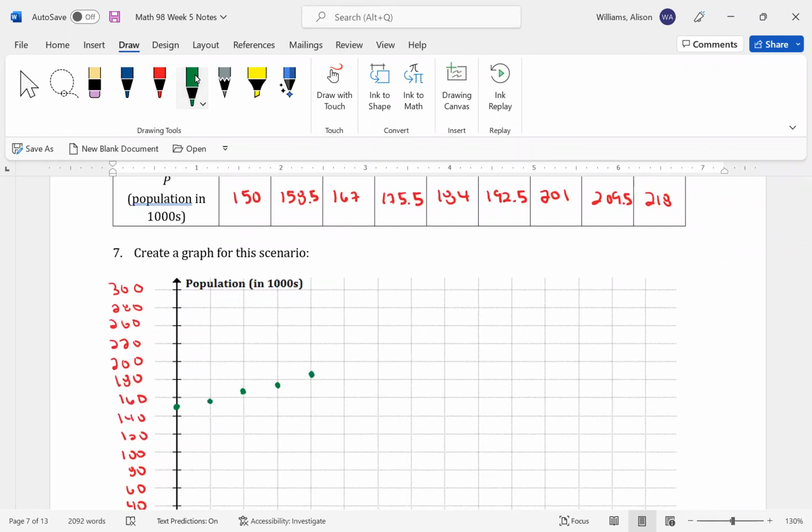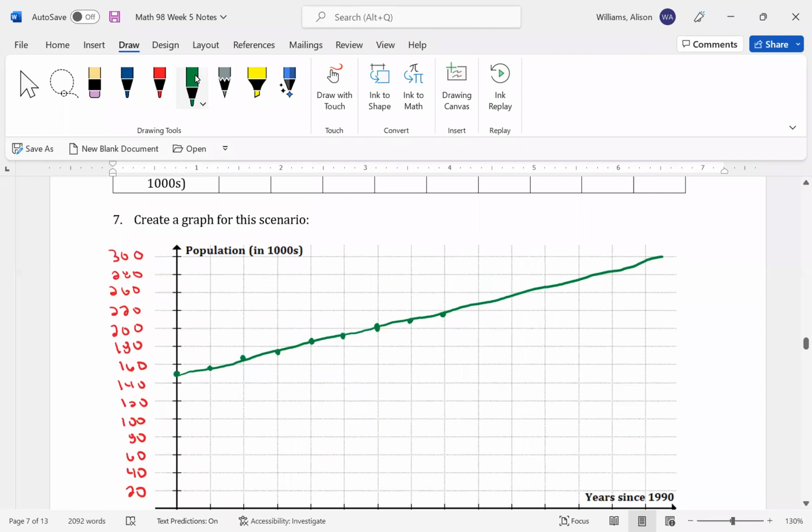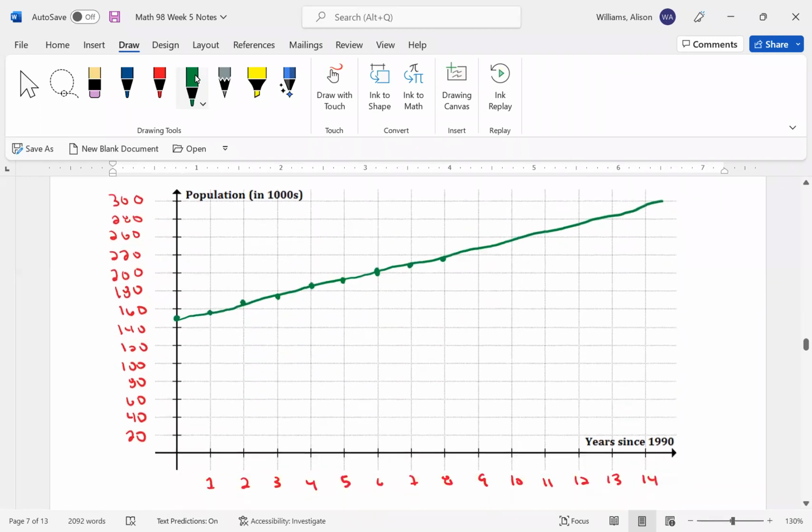Year 5, 192.5. Year 6, 201. That's practically 200. 209.5. And 218 right below. Okay, there we go. It's the best I could. And if I were to draw a line, of course, my line is going to be a little bit wiggly. Keep growing out there. Looks like it'll hit 300,000 somewhere in 2004, 2005, somewhere in there. All right, if I did a good job of drawing that line.